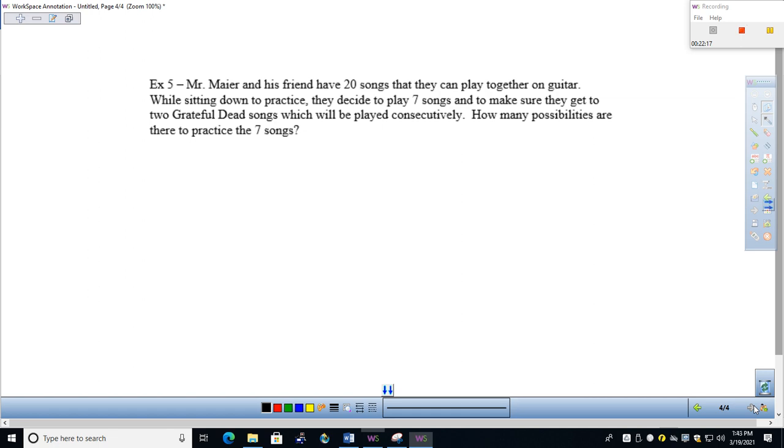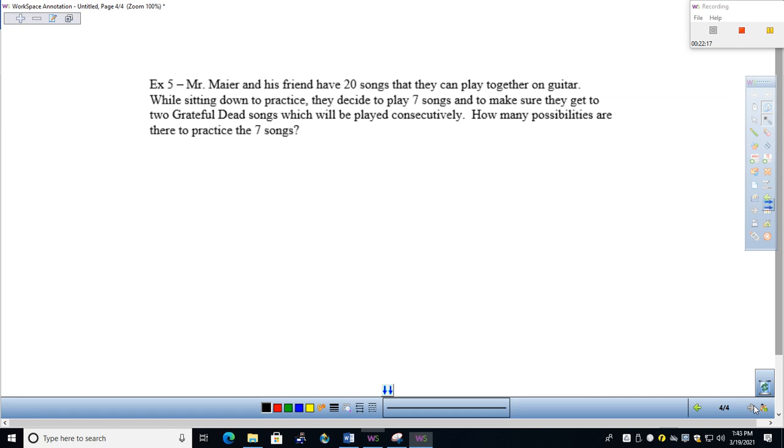Okay, so a buddy of mine and I play guitar together, and by the way, this is a totally contrived problem. It's just a good one to use for the type of problems you're going to see in the practice. But we'll go with 20 songs that we can play together. So while sitting down to practice, say we decide to just have a 7-song practice, and there are a couple Grateful Dead songs that we want to play, and they work really well playing back to back. So we're going to make sure we get to them consecutively. How many possibilities are there to practice those 7 songs? All right. As I said, contrived, but I like the idea behind the problem itself, so let's go with it.